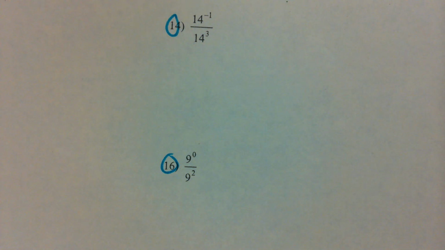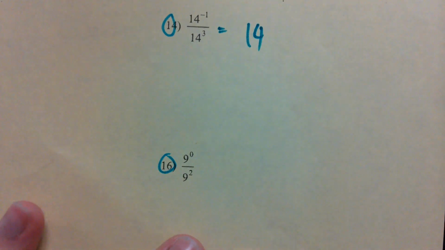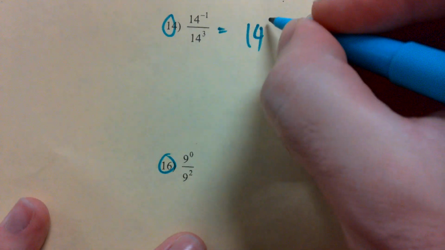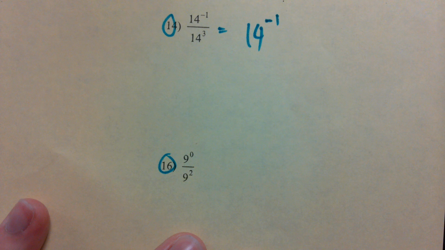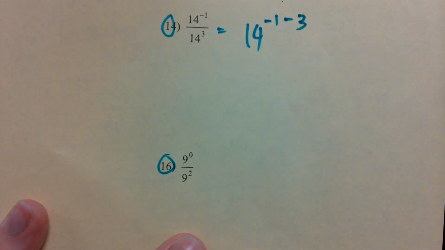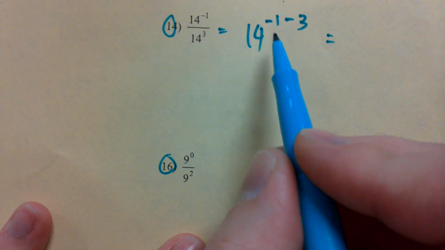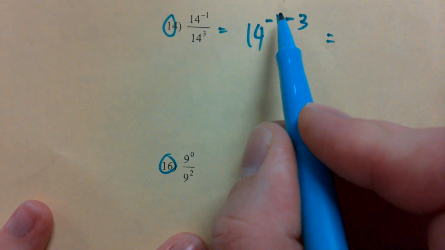14 to the negative 1 over 14 to the third. My like base is 14. And we'll do the top exponent minus the bottom exponent. That's our quotient rule. Negative 1 minus 3. If you don't want to use the number line, again, you could think about spending $1 and then spending $3.